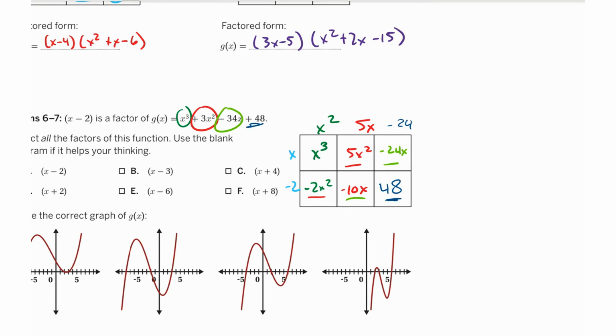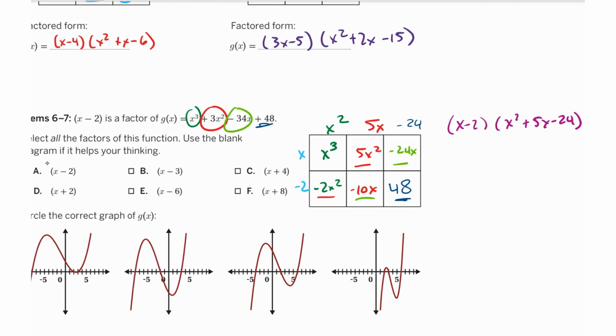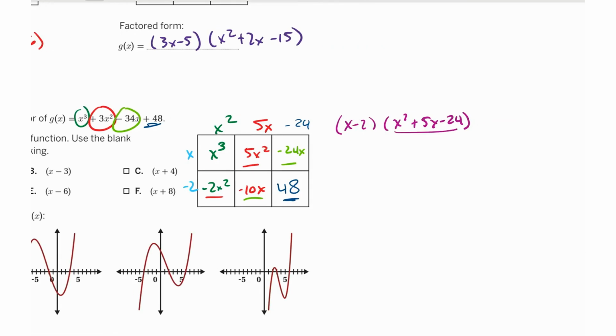Okay, so what that means is that the factored form here would be x minus 2. Let's actually do this in a totally different color. X minus 2 times x squared plus 5x minus 24. So already I know one of the factors of g of x is x minus 2 because, first of all, we're told, and second of all, we divided and we got an even whole answer. The next thing here is that all my other answers are just two terms, which leads me to believe that this term here that I factored can be factored again.